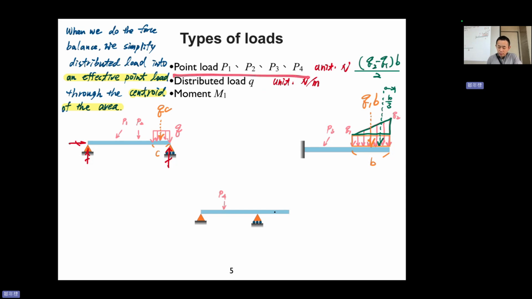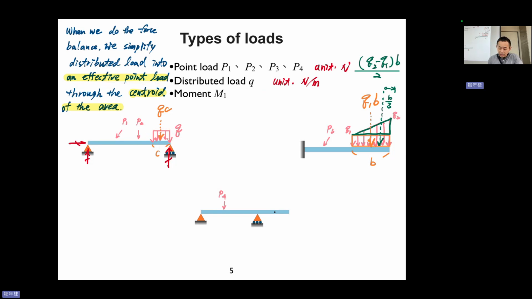Loads. You know point loads, which you learned in senior high school, I guess. So P1, P2, P3, and P4 are all point loads. The other is the distributed load. We need to give you some conceptual knowledge about distributed loads, because when we do the force balance, we will turn the distributed load into an effective point load.